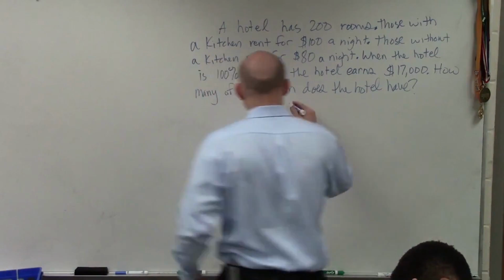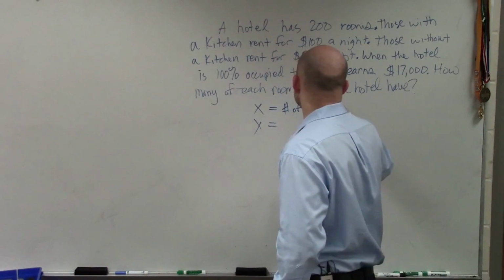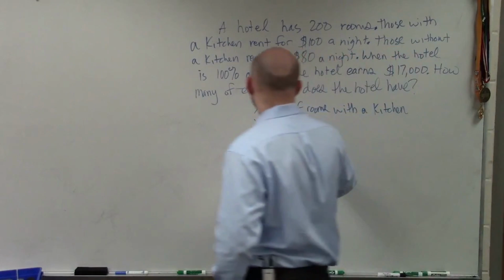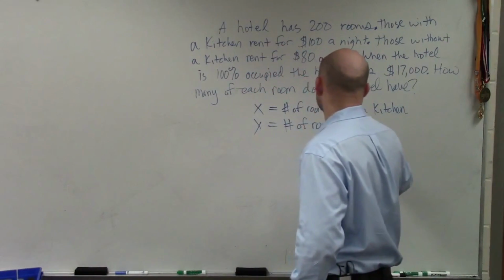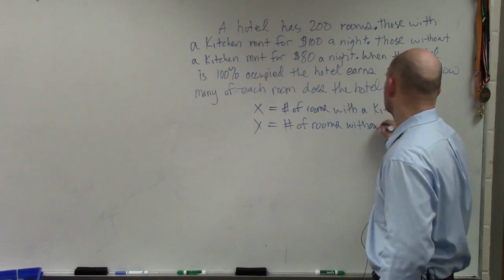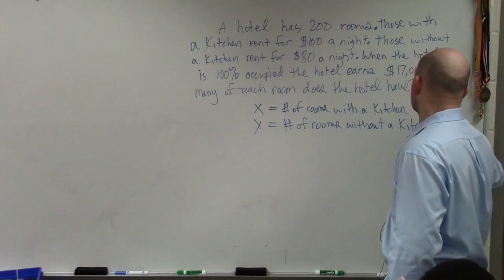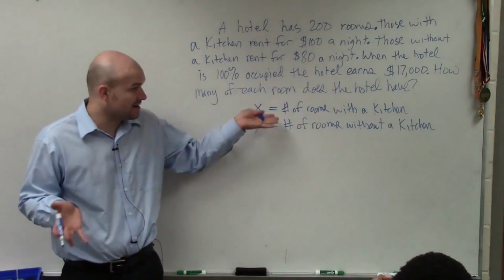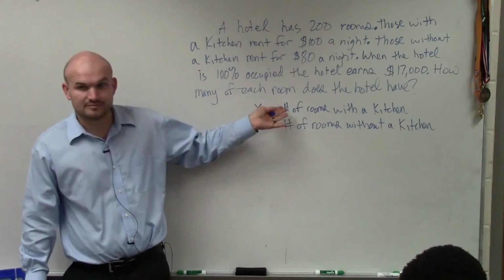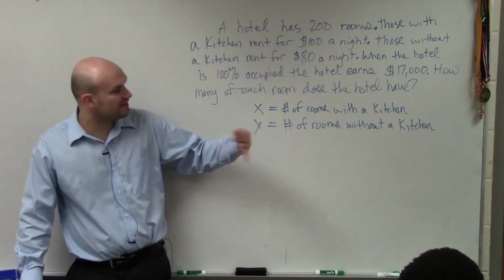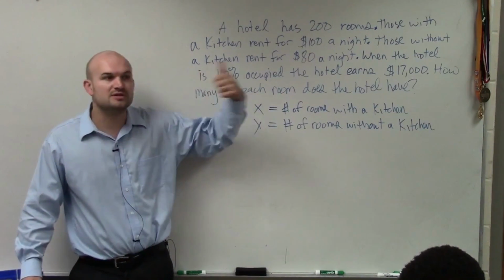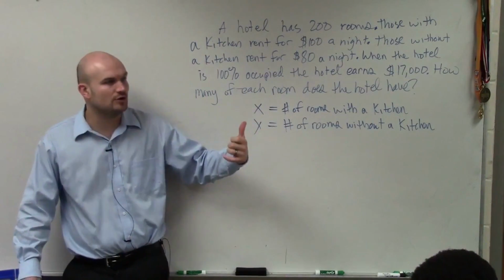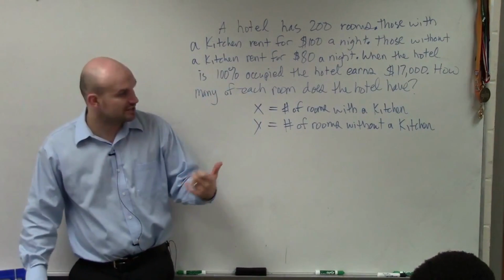To find those values, I need to assign them variables. So I can say x equals the number of rooms with a kitchen, and y equals the number of rooms without a kitchen. Does that seem pretty simple enough? We need to know how many, so that's why I want the number. The whole key to being able to solve this is identifying your variables. Once we have variables, to solve for them we need to create equations, and this is usually the most difficult part of the process.